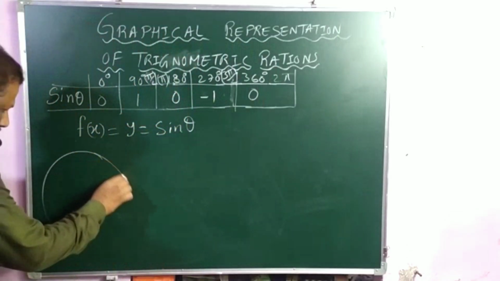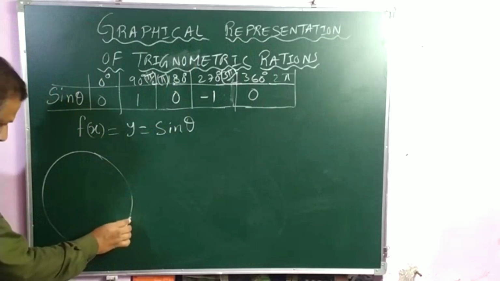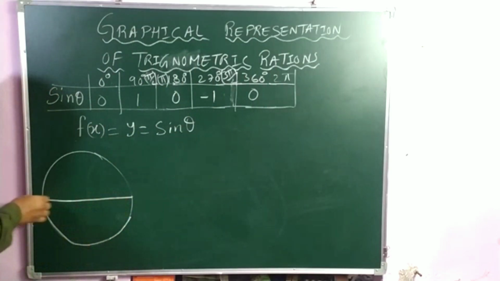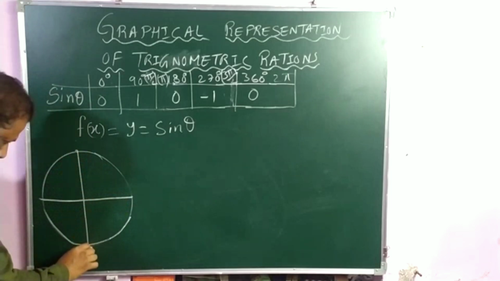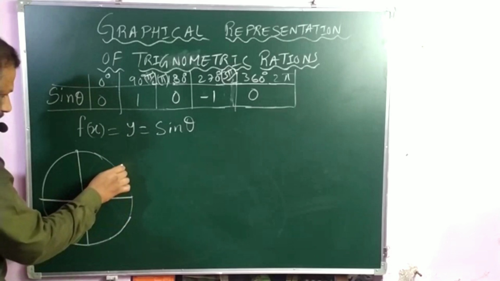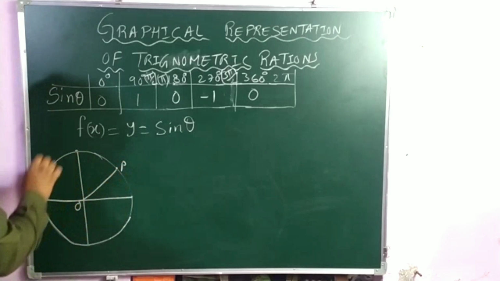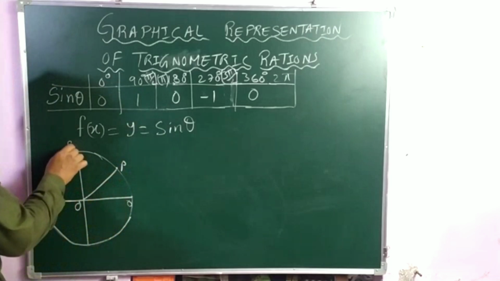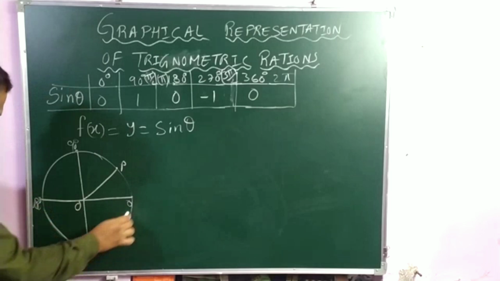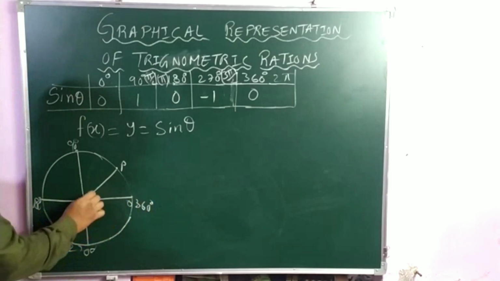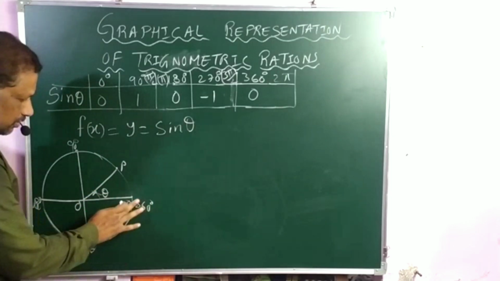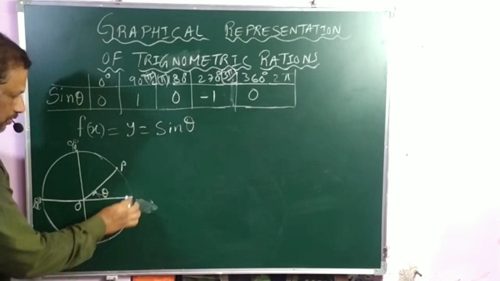Please observe. X axis, y axis. So from this radius vector OP, you have 0 degrees, 90 degrees, 180 degrees, 270 degrees, again 360 degrees after one complete rotation. So this is theta. Now this I am going to link to the graph.